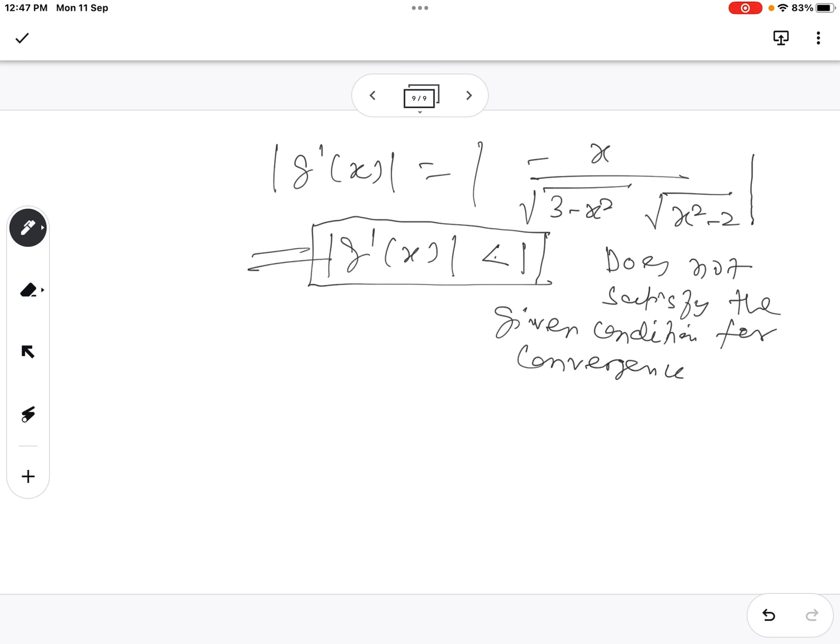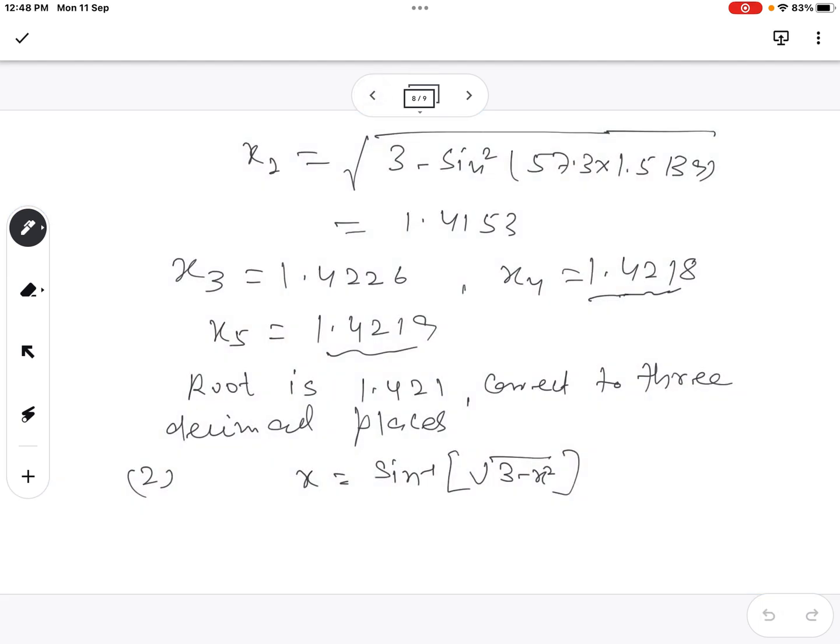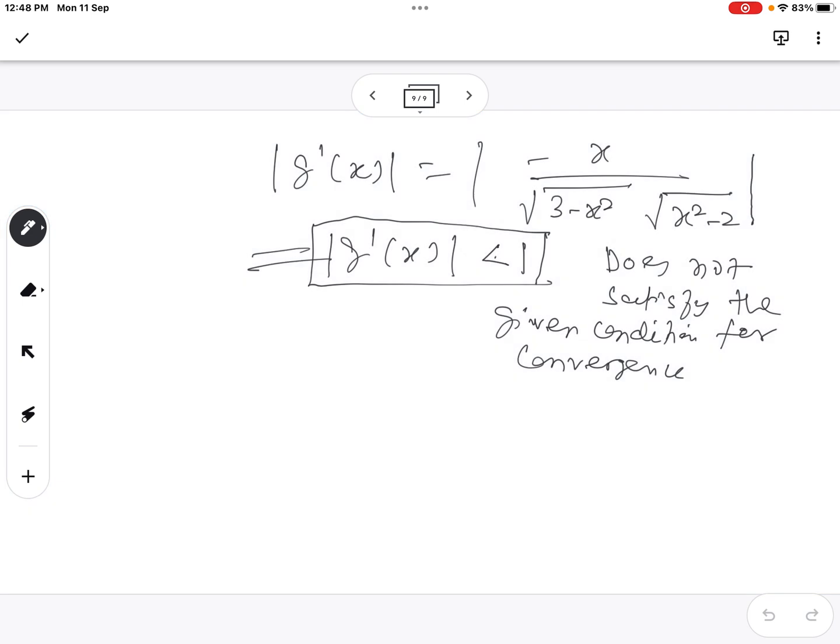And what is that given condition? That given condition is this one. Hence the successive approximations will not converge to the root if we write down the equation in this form. This is what we need to understand.